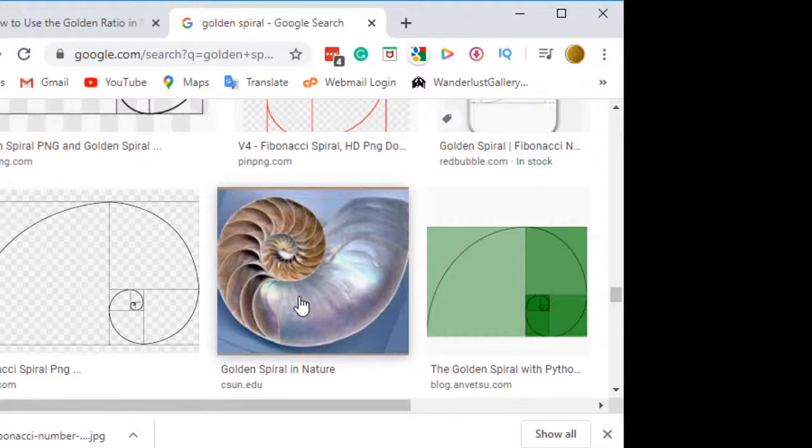If you've never seen a nautilus, they're just amazing creatures. They have them at the Monterey Bay Aquarium. But you see that the way it grows, it develops this same type of spiral, okay?